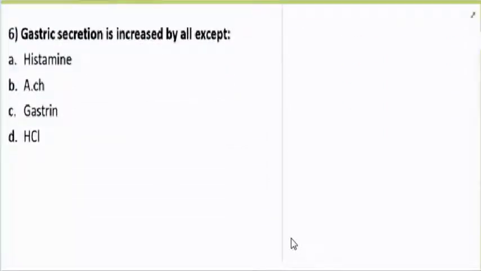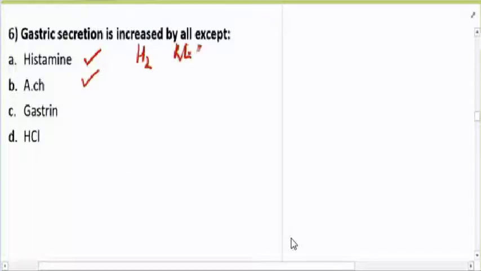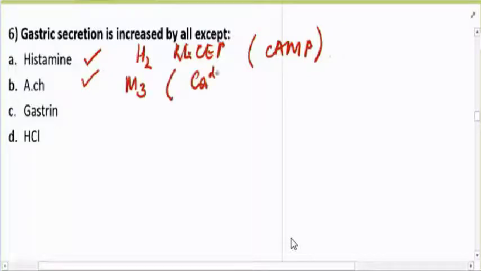Gastric secretion is increased by all except histamine? Yes. Acetylcholine? Yes. Histamine, you know there are H2 receptors present on the parietal cells of the stomach, right? The second messenger for these H2 receptors is cyclic AMP. Acetylcholine will act via M3 receptors and increases the intracellular calcium, which in turn will increase the HCl secretion.